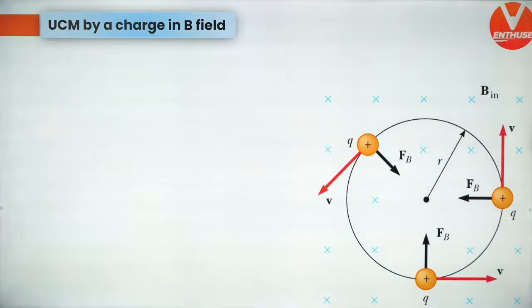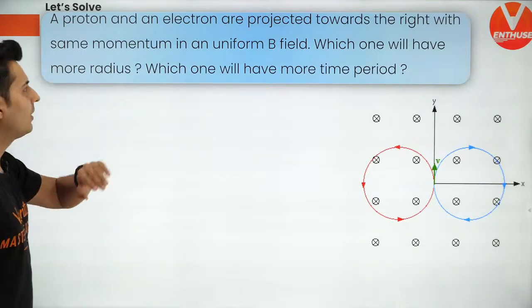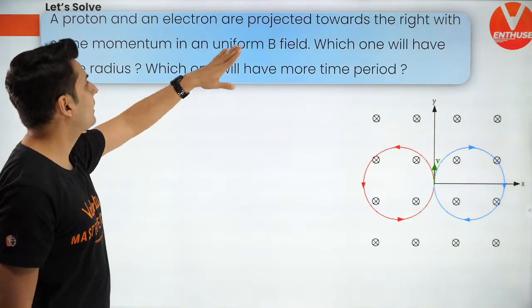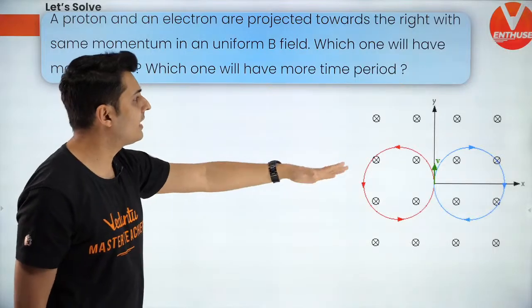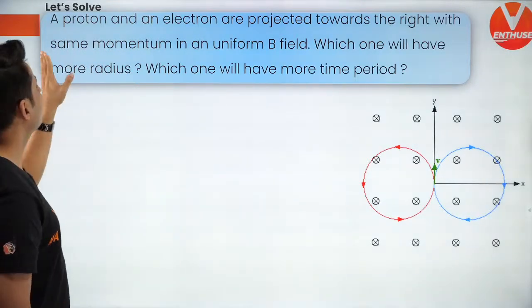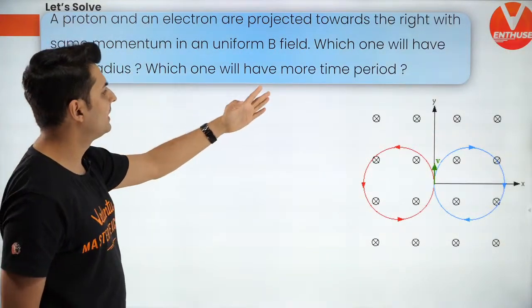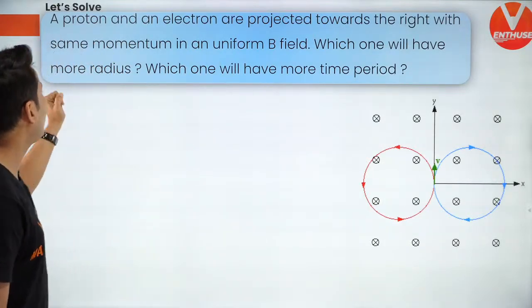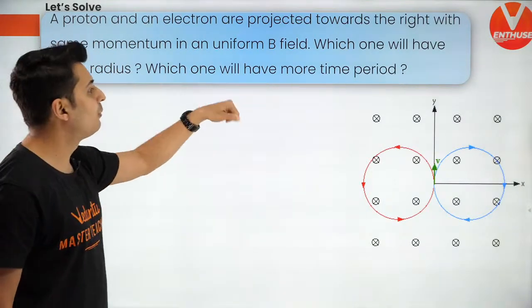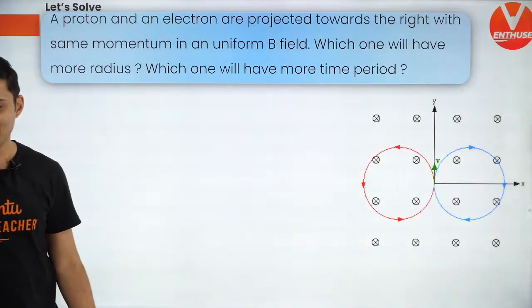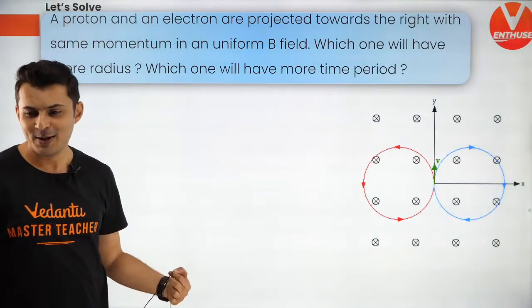Let's get going ahead and let's see if you can solve this question. A proton and an electron are projected towards the right side or towards any side with the same momentum in a uniform field. Which one will have more radius? Which one will have more time period?